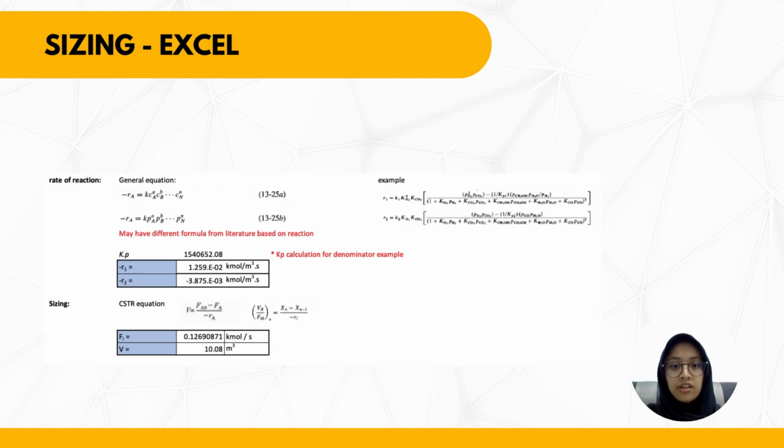For the rate of reaction, there is a general equation, but most of the time it is either given or has a different formula. You can input it immediately if given or use the formula. At the end, it will calculate the volume of the reactor needed for the reaction. The boxes that have a thick border are the output for each section. If you have a different unit, don't forget to convert the unit.